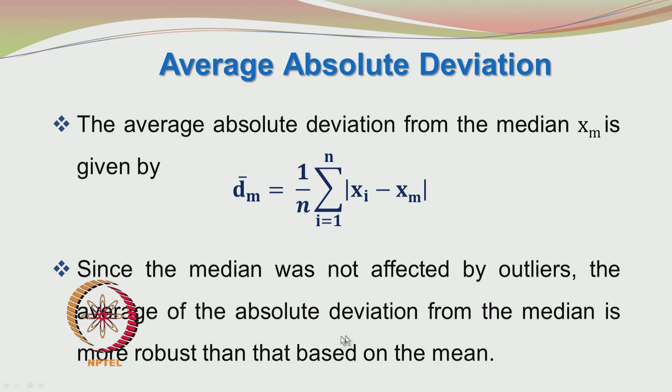So, the average of the absolute deviation from the median is more robust than that based on the mean. This is pretty useful, and we denote the absolute deviation from the median in terms of d bar m.